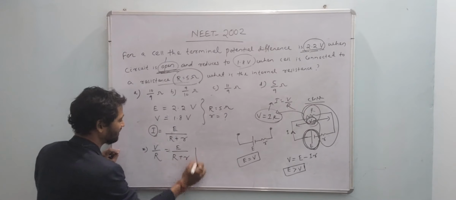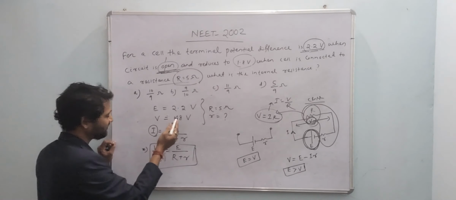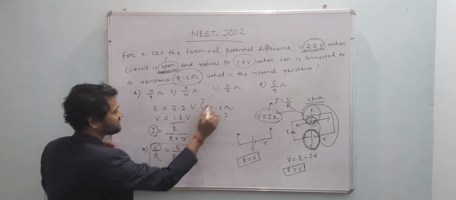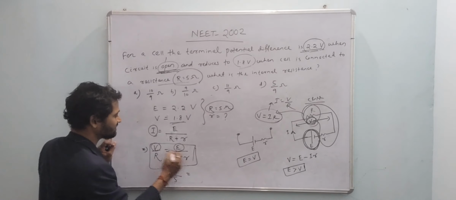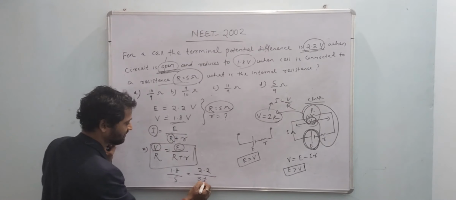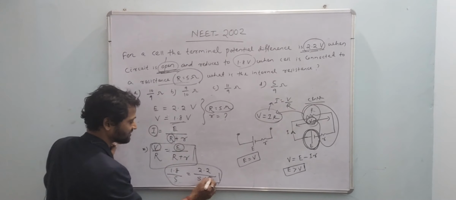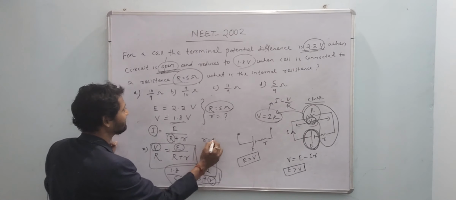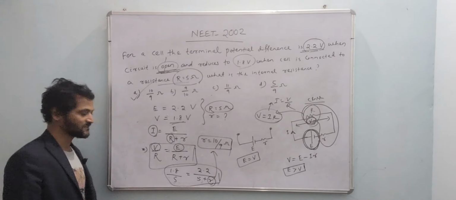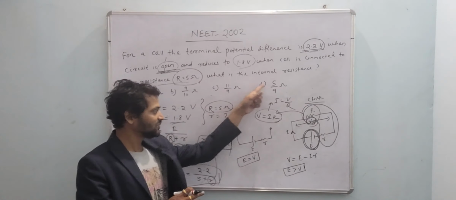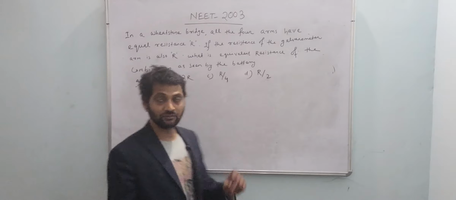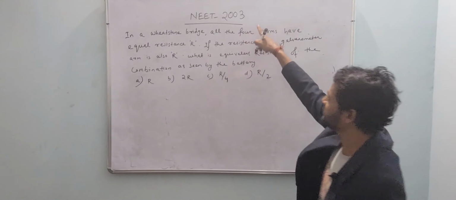Okay. So now what can we do? We know the value of V, 1.8, and what is the value of resistance? 5. Is equal to what is the value of E? 2.2. Then resistance is 5 plus r. If we solve it, we get the value of r as 10 by 9 ohm. So here the correct option is A. The important part is we need to understand the meaning of closed circuit and open circuit. I hope you understand.